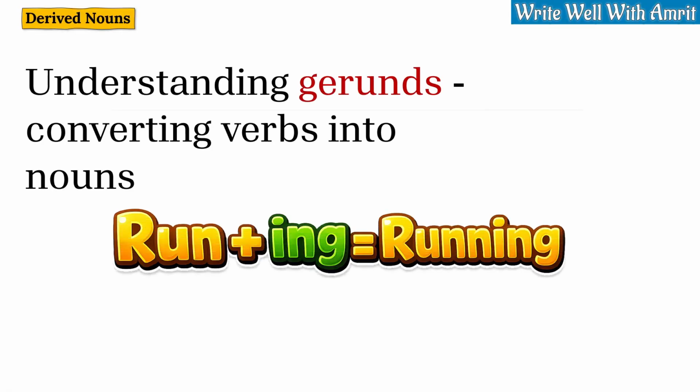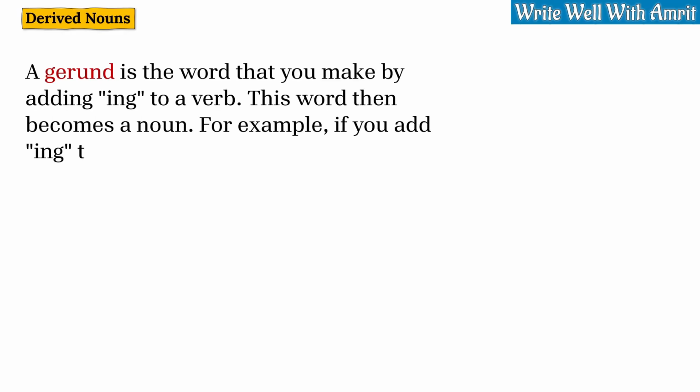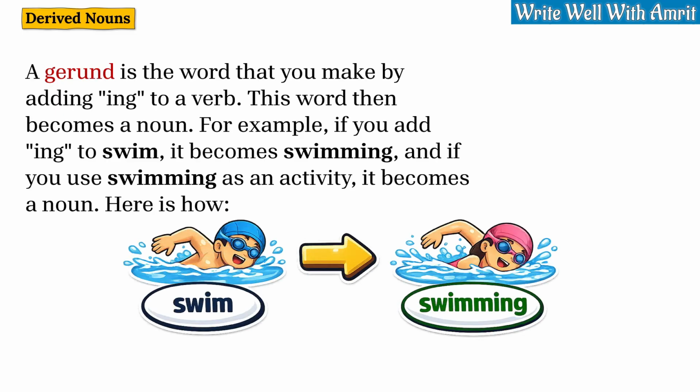Understanding gerunds, converting verbs into nouns. A gerund is the word that you make by adding ing to a verb. This word then becomes a noun. For example, if you add ing to swim, it becomes swimming. And if you use swimming as an activity, it becomes a noun.